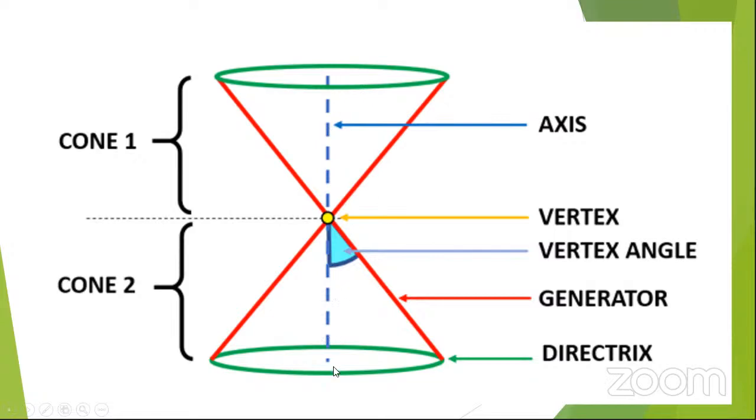Then the blue colored dotted line is an axis, the yellow colored point is a vertex, and the angle between the slant line and the blue line which makes the cone while rotating is the vertex angle. The red line is called the generator and the angle between the generator and the axis of the cone is called the vertex angle. And the surface which is in the form of a circle is called the directrix.